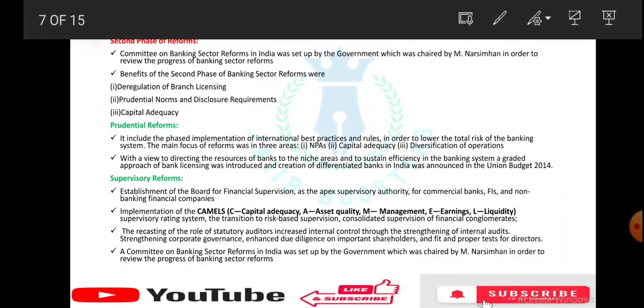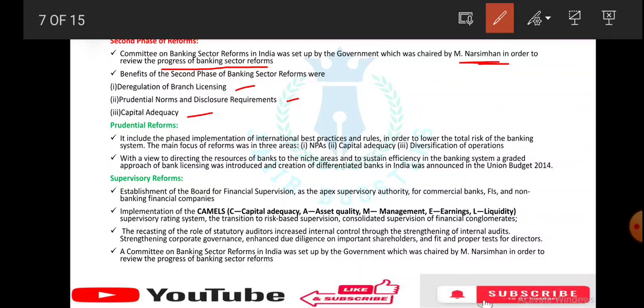Second phase of reforms. The Committee on Banking Sector Reforms was chaired by Narasimhan in order to review the progress of banking sector reforms. What are the benefits of second phase reforms? They are deregulation of bank branch licensing, prudential norms on disclosure requirements, and capital adequacy.